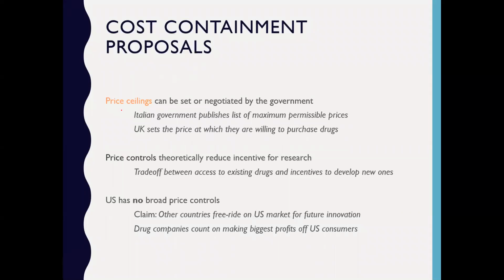So this is the idea that the government says this is the maximum amount that you can charge for this drug. The Italian government does this. They publish a list of maximum permissible prices. The UK does this as well. Now, the drawback, even though that's great, you theoretically control costs. The drawback is that you also theoretically reduce the incentive for research. So you've got this trade-off between access to existing drugs and incentives to develop new ones.